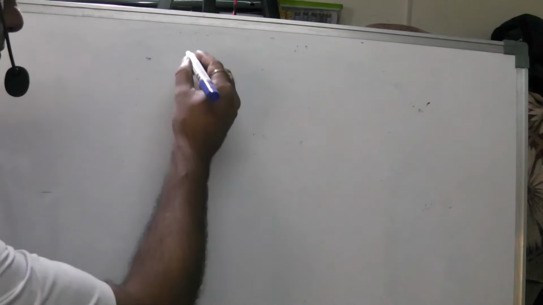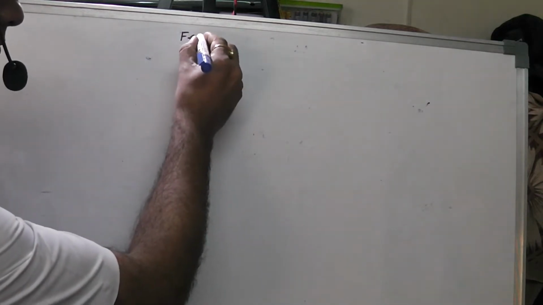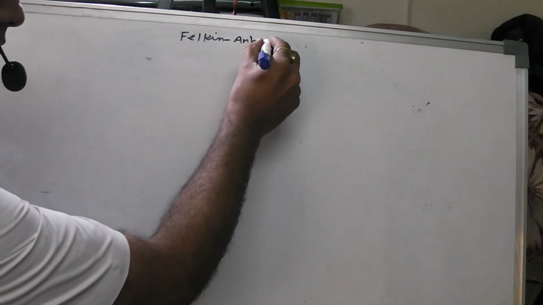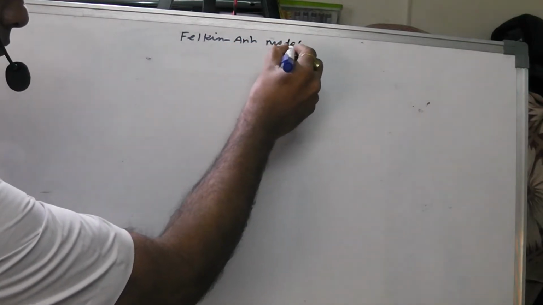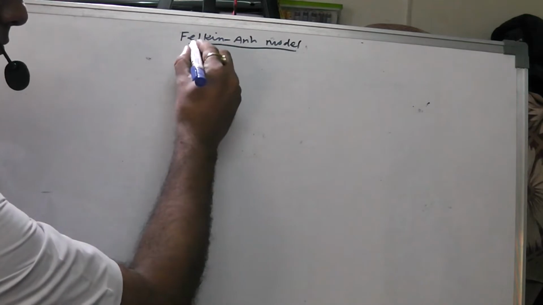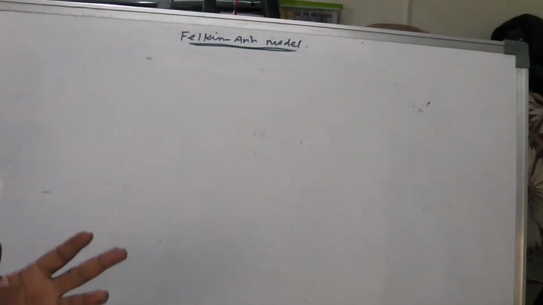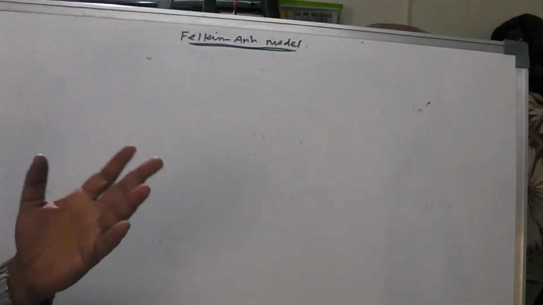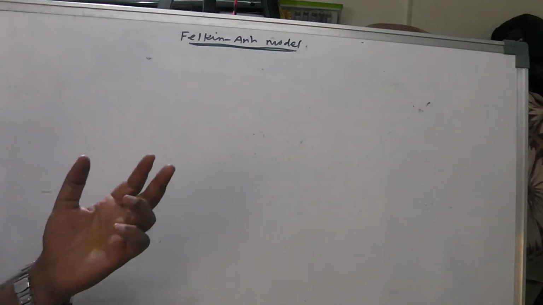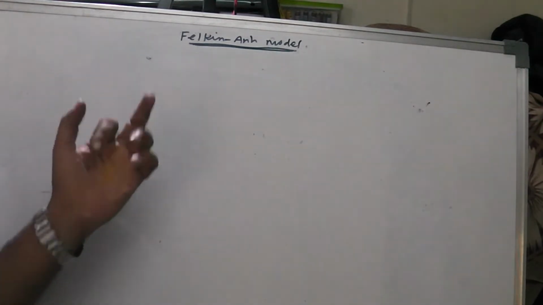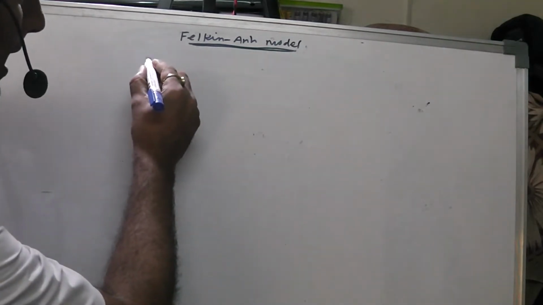We are going to discuss the Felkin-Anh model. In diastereoselective synthesis, there are three models that are familiar. One is Bullock's model, another one is Cram's model, and the widely accepted model is the Felkin-Anh model.